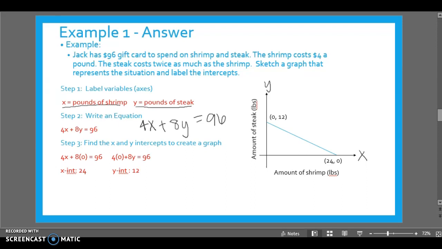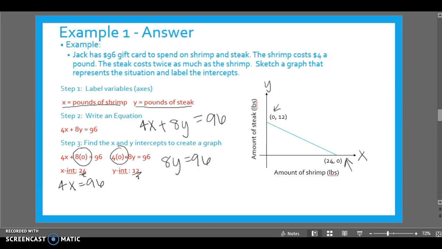Step 3, find the x and y intercepts to create a graph. So if I plug in 0 for y, I can just solve for the x-intercept by solving 4x equals 96, and you get 24. Same thing over here. I can solve for the y by doing 8y equals 96, and you get 12. So here is your general graph. Notice how there are no grid lines, but we do see where it intercepts the y-axis and where it intersects the x-axis.